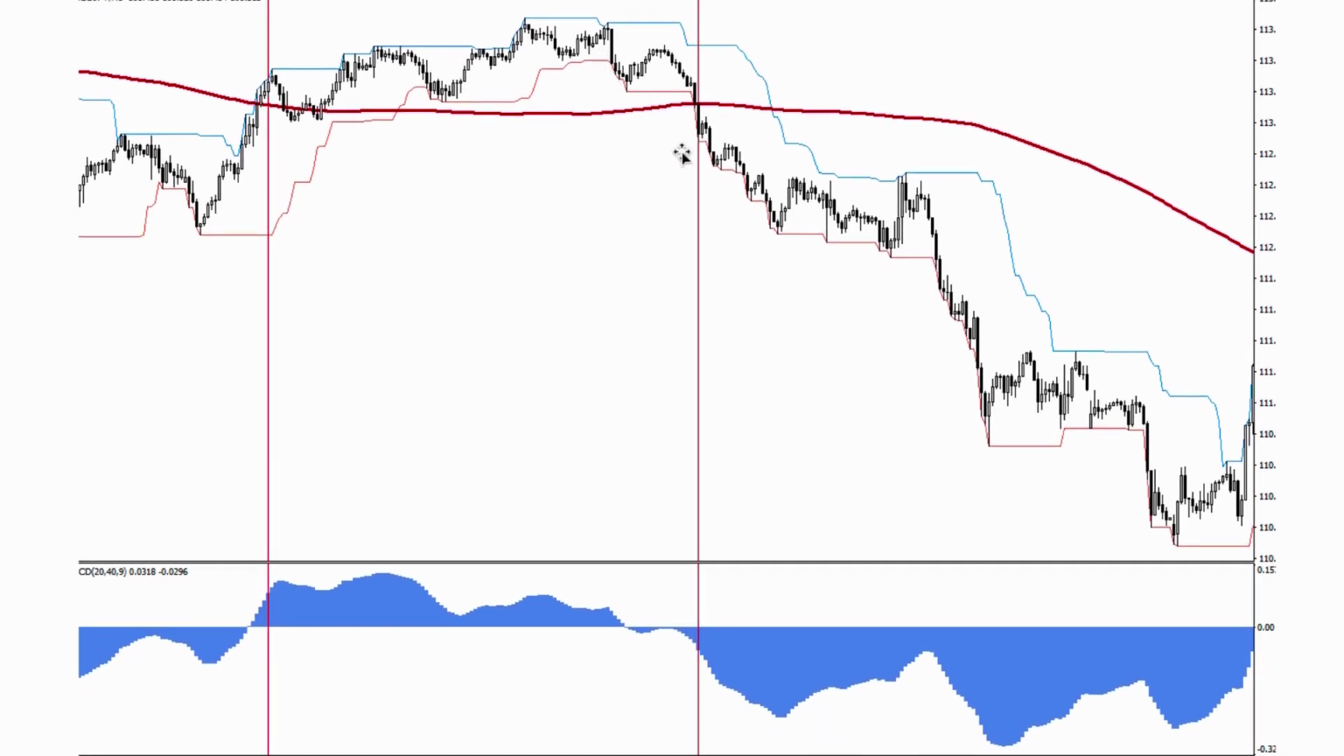So this is a classic Donchian Channel breakout system. This was a classic pattern as well. You can see we broke through the Donchian Channel, we broke through the SMA, and then the trade immediately fell.